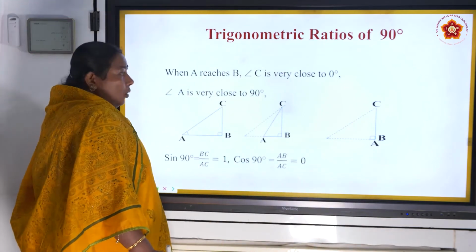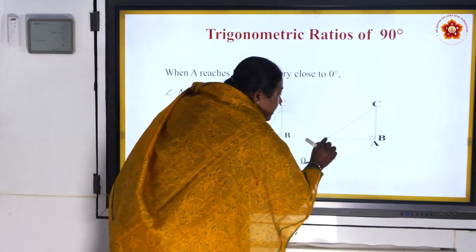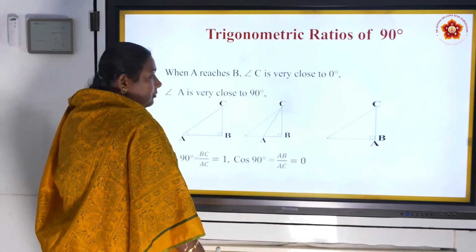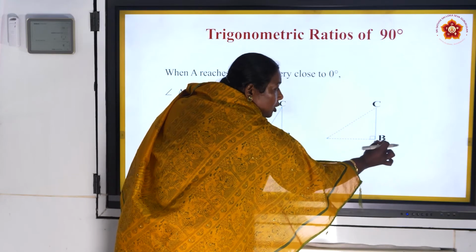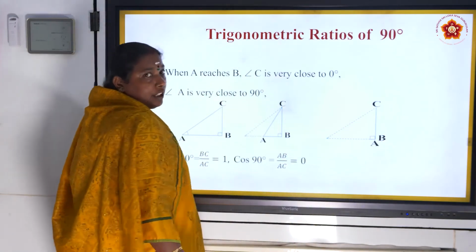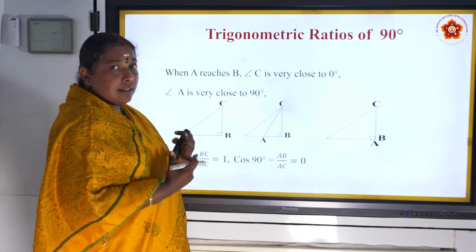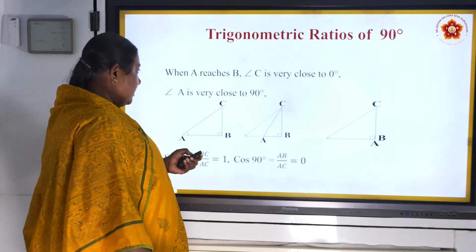Now, what about my cos? Since this part is gone, this value is gone. AB is at the same point. So the AB value is 0. 0 by hypotenuse is 0. I think you understand this. If you repeat it again, you can easily understand.